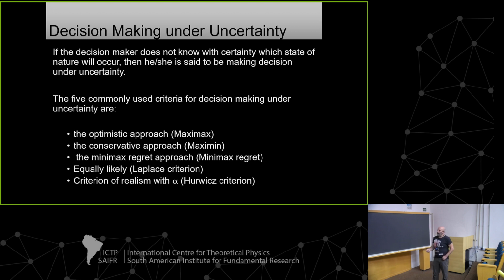There is an optimistic approach, which we will call maximax. There is a conservative approach, which we will call maximin. The minimax regret approach, that is the minimax regret. The equally likely, that is the Laplace criterion, and the criterion of realism with alpha, that is the Hurwitz criterion. I will give you an example of each of them.